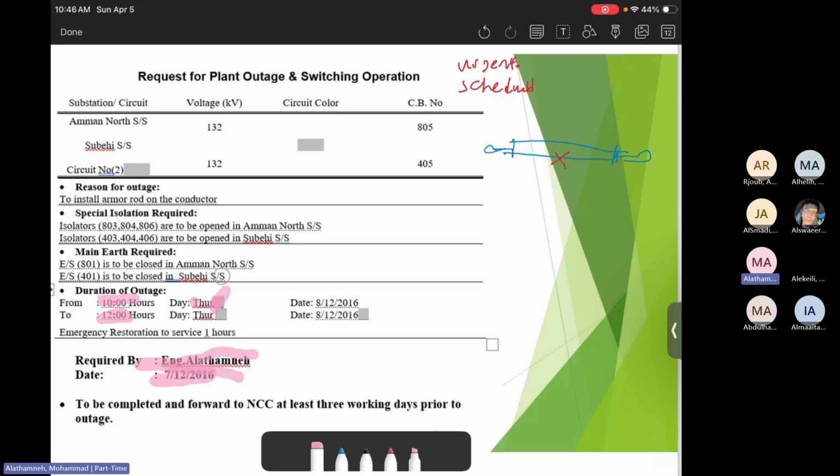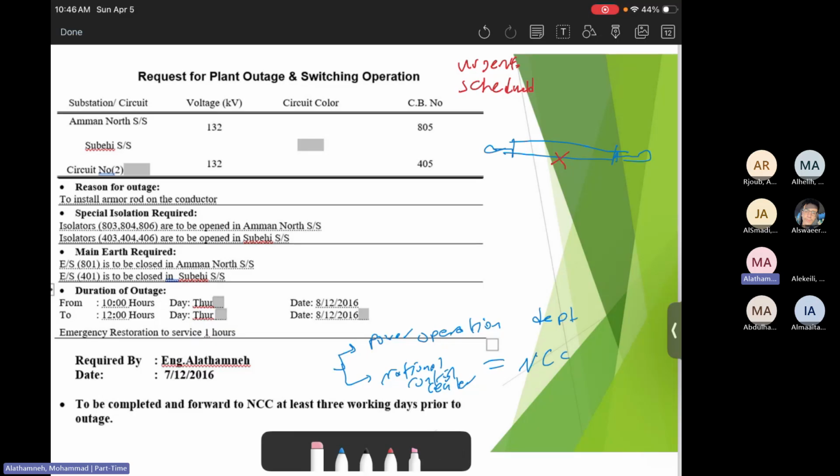The first is the Power Operation Department. The second is NCC, which is the National Control Center. The Power Operation Department is the one doing the security analysis, economic dispatch, power flow and optimal power flow. Then the other request goes to the National Control Center, which is basically NCC.